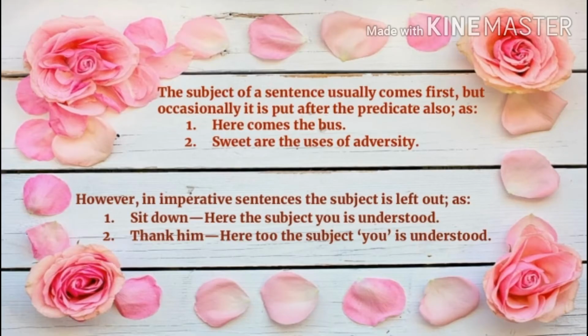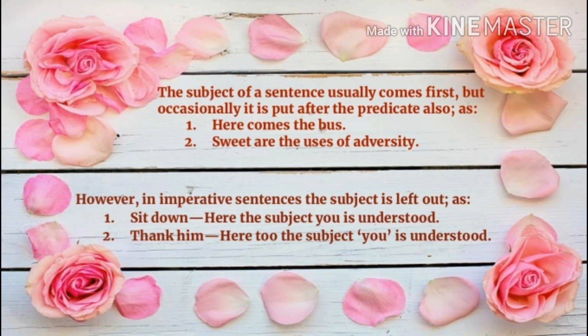Here are 2 exceptional usages of subject and predicate in a sentence which you should be knowing. Initially, the subject of a sentence usually comes first, but occasionally it is put after the predicate also, as seen in the example given. Here comes the bus. The bus is the subject, but it comes at the end of the sentence. Next one, sweet are the uses of adversity. Adversity is the subject, but it comes at the end of the sentence.